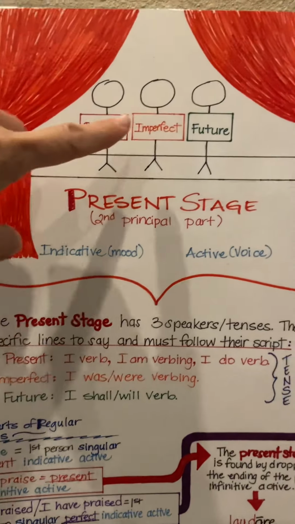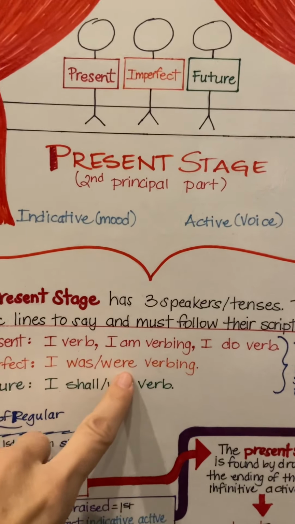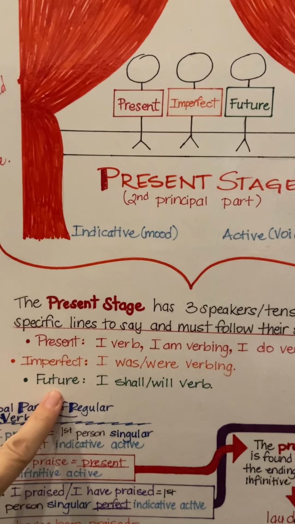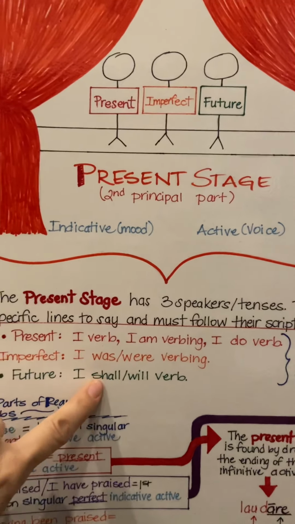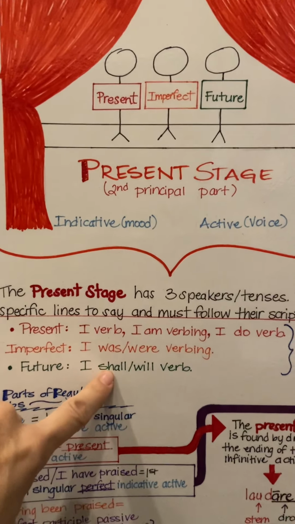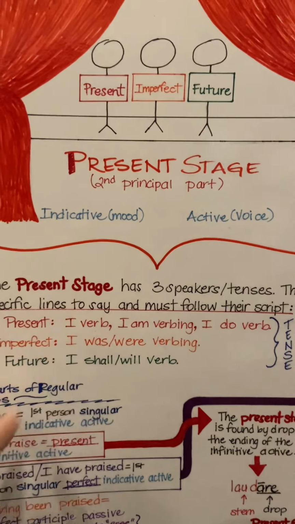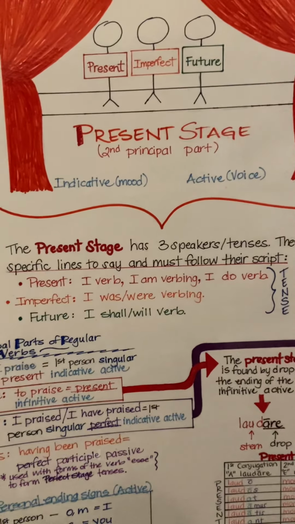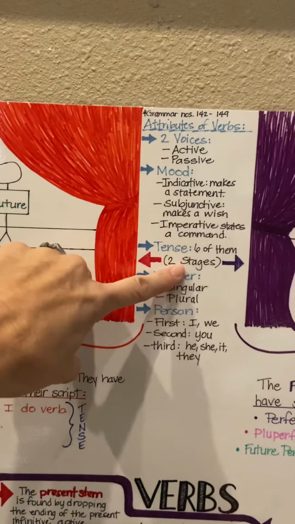When we get to our imperfect tense, then we can say things as I was or were verbing. And then in the future, we have our final speaker, and this one speaks in the future tense of I shall or will verb. You'll find that shall is used in the first person singular, and in the first person plural when they put in shall. It's a little bit old school in the sense that we don't usually use the word shall, but they do in the exercises, so you'll see that in the answer key typically.